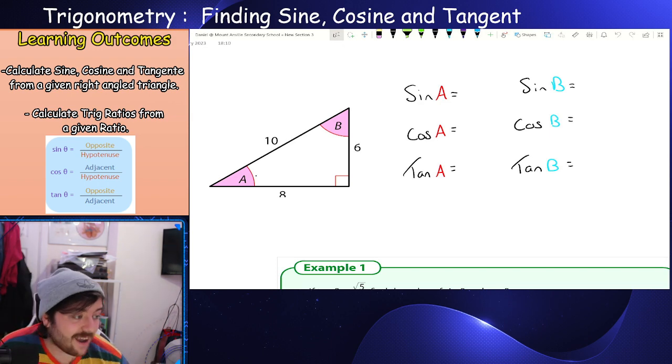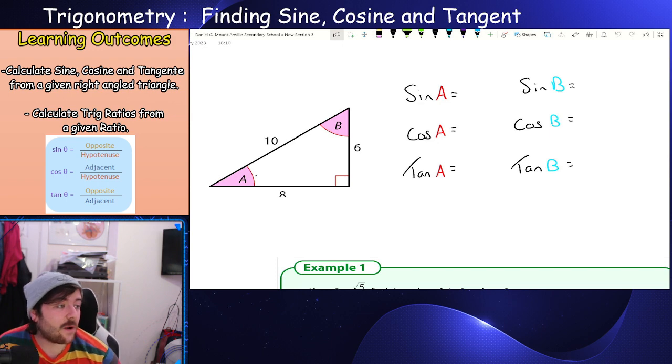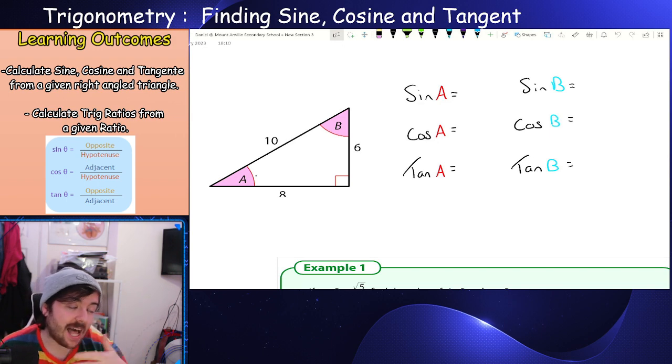Anyway, so today we are calculating sine, cosine, and tan. So we're going to be calculating sine, cosine, and tan from a given right angle triangle. And then we are also going to be calculating sine, cosine, and tan from a given trig ratio. So if we're given a sine, cosine, or tan, we're going to calculate the other two from that.